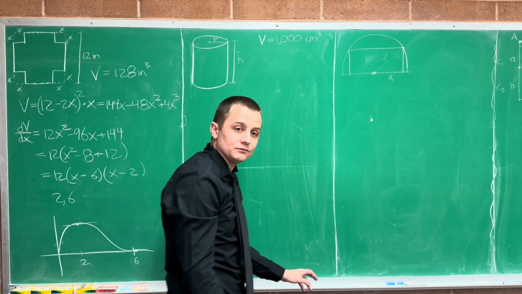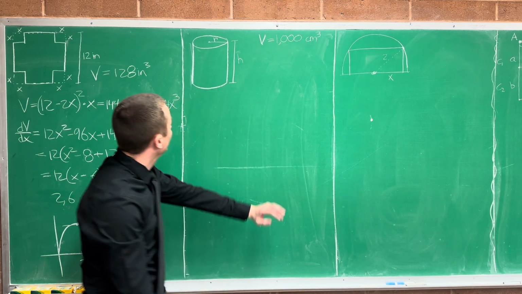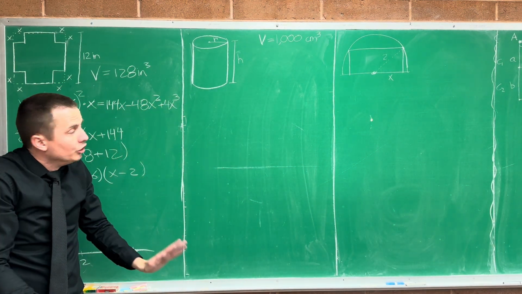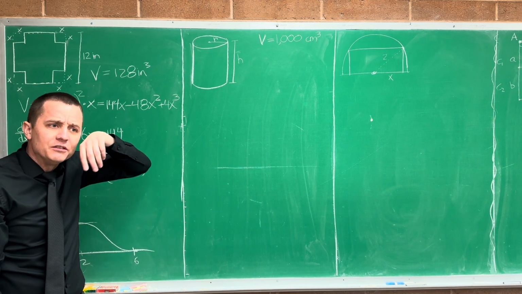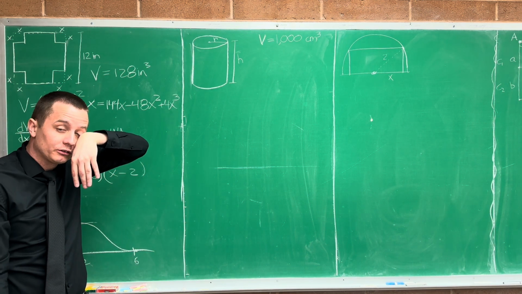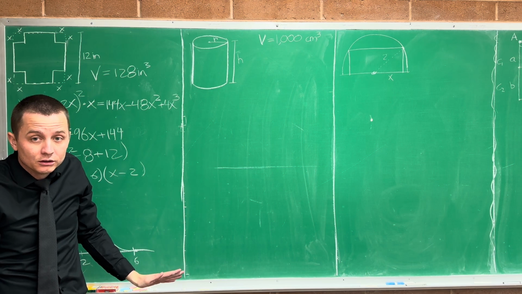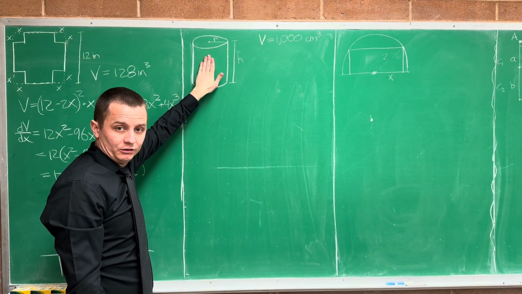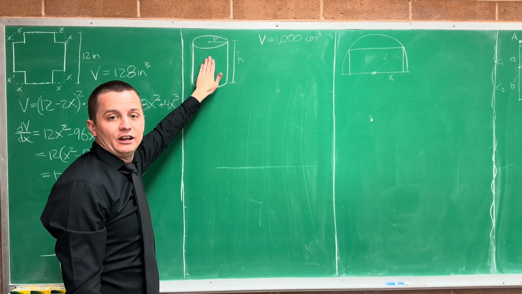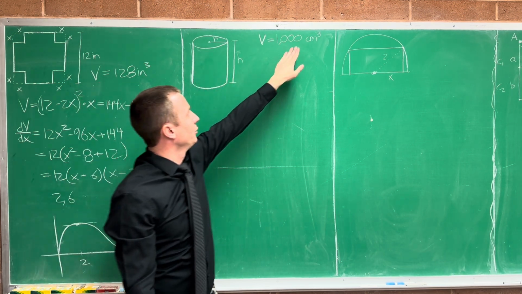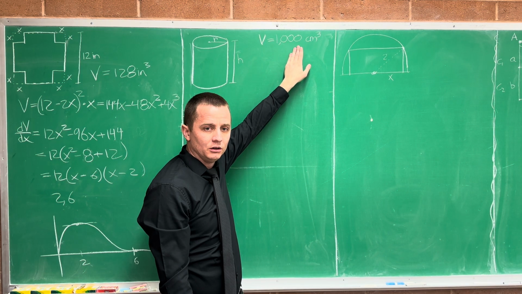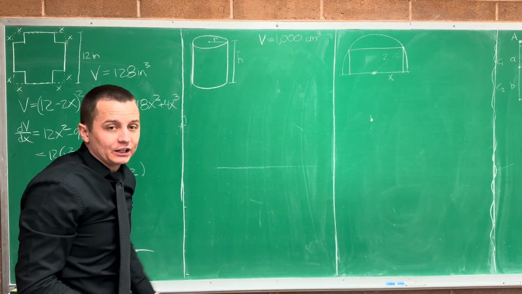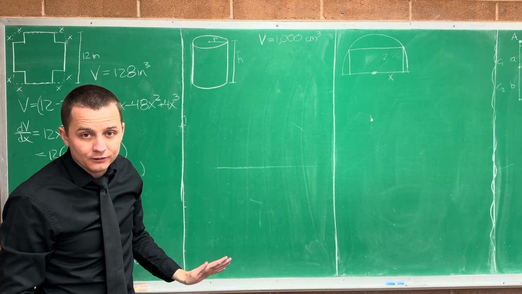Okay. Similar problem. Here we are, and we are some sort of a juice manufacturing company, and we've decided that we want to sell 1 liter bottles of our juice. So we're going to have them in cylinder containers. We know that we want our cylinder containers to hold exactly 1 liter, or in other words, 1,000 cubic centimeters. The question is, what should be the dimensions on our container to minimize surface area?